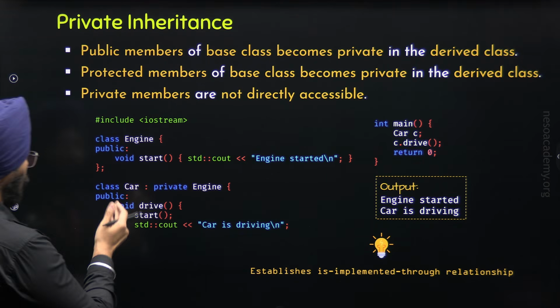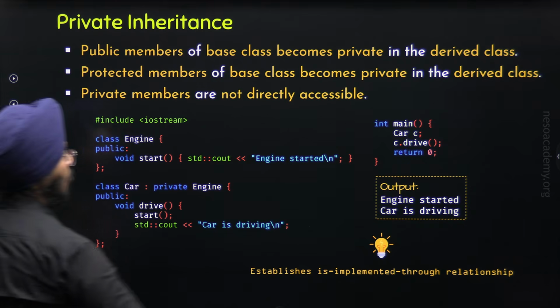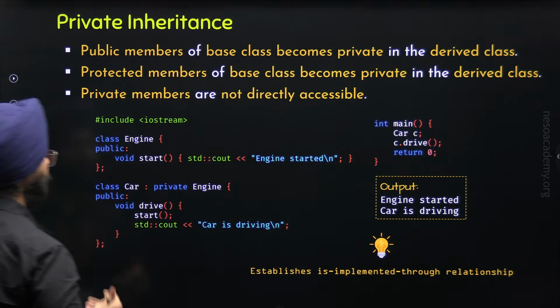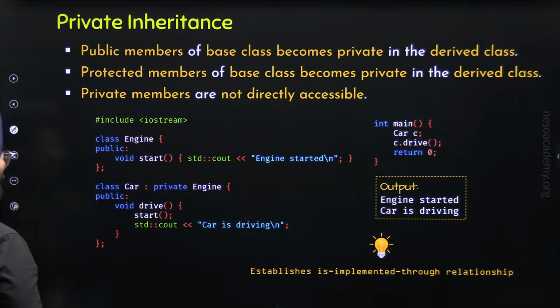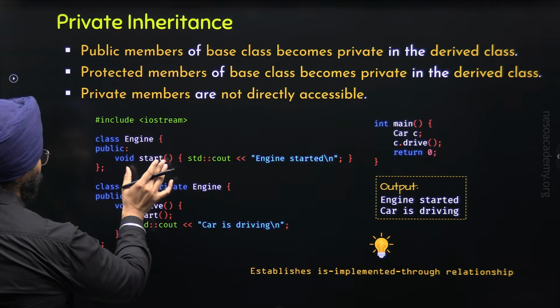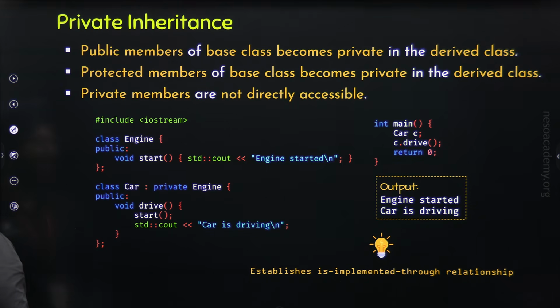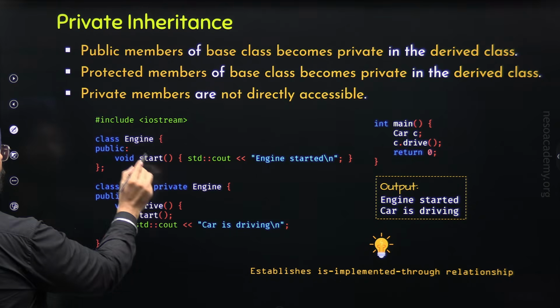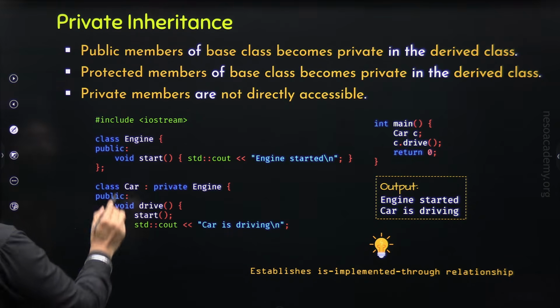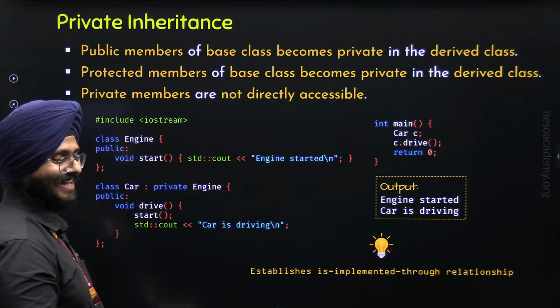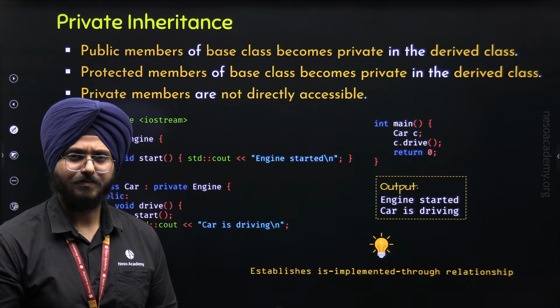If we try to call the start function through the object C, then we would not be able to do this, because now this function is the private function of this class, and therefore we cannot access this function through the object of the class car. I hope this idea is clear to you.